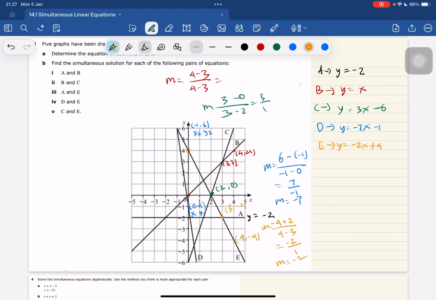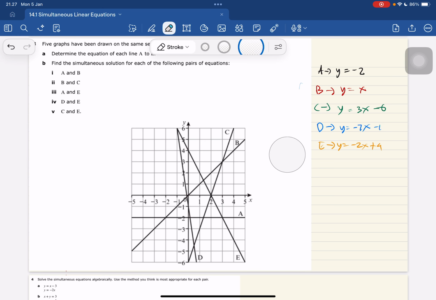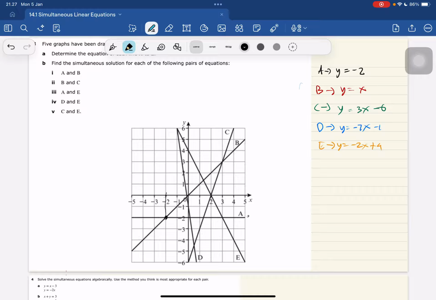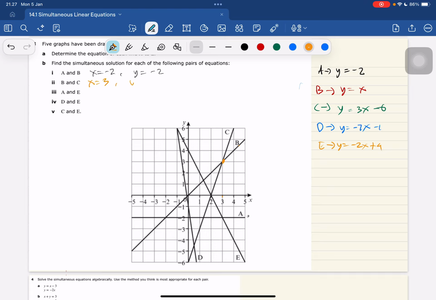Now find the simultaneous. We'll find the simultaneous. A and B. Where is A and B? Okay, here the simultaneous. So x equal to minus 2, y is minus 2. Okay, next, B and C. Okay, this point, x equal to 3, y equal to 3.